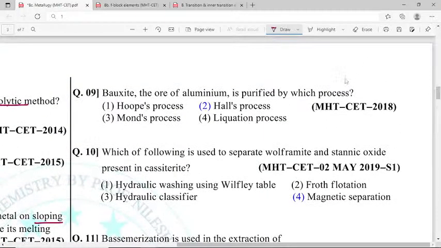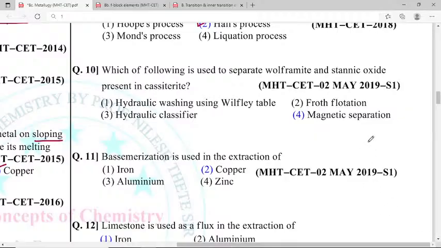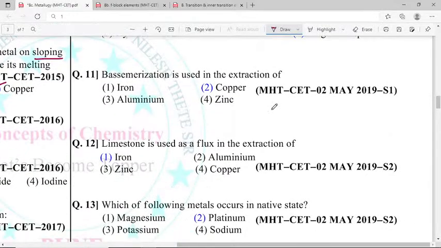Bauxite, the ore of aluminium, is purified by Hall's process. Bauxite, Al2O3. Which of the following is used to separate the wolframite and the stannic oxide present in cassiterite? Magnetic separation. Magnetic separation is the method by which the wolframite and cassiterite can be separated. Bessemerisation process is used for extraction of copper.